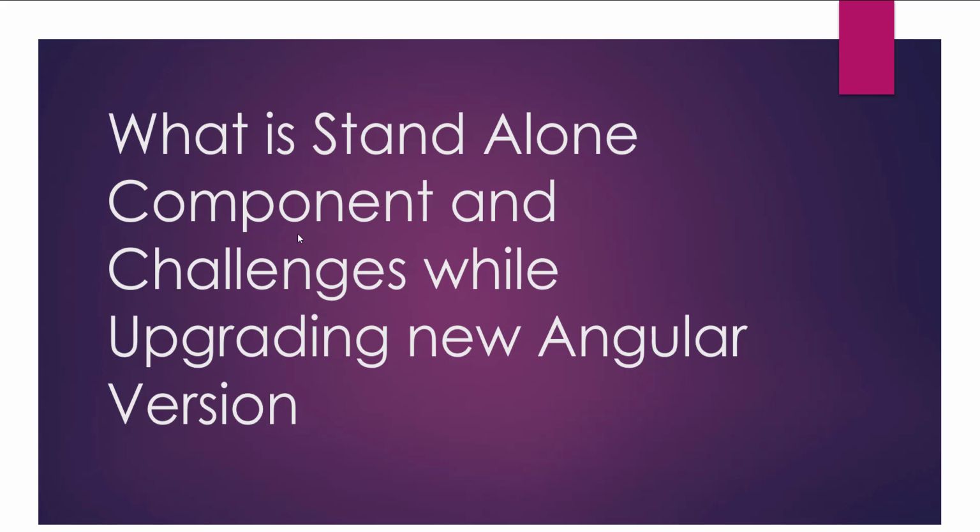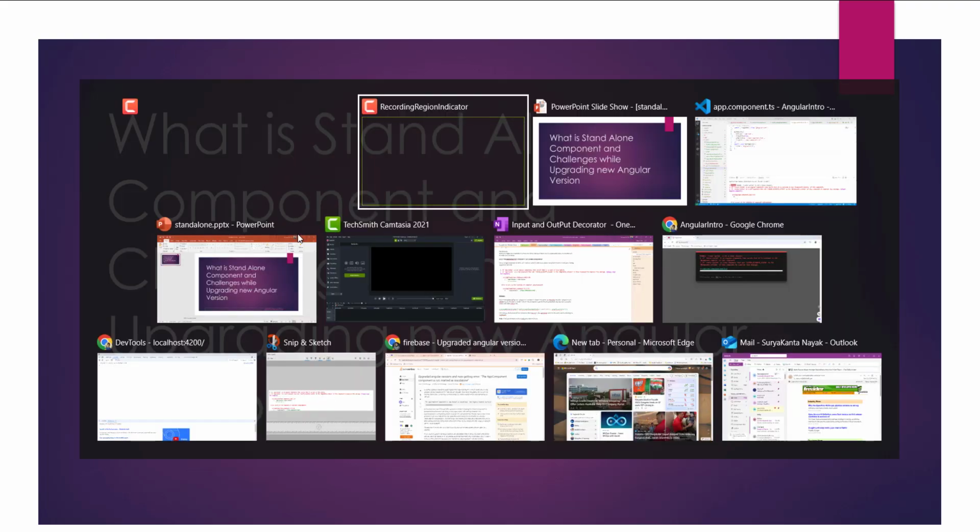Here the key point is that the standalone property is only available in Angular version 14 and above. That means if you are using a version above 14, then you will get this property. Otherwise, if you are using a version below, then you won't get this property in your component. So let's quickly jump into our application and talk about that.